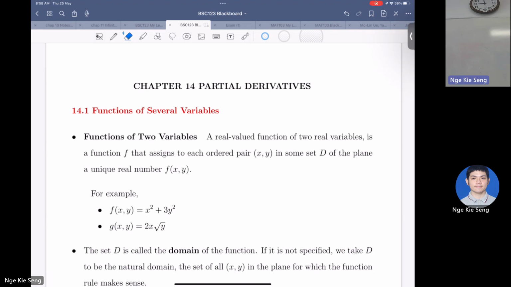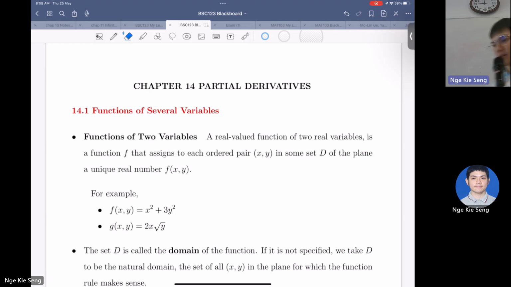Chapter 10. What's chapter 10? Polar coordinates. Okay, and then we parameterize curves using time. Right. And then what else? Vector functions. Okay, three variables using just one variable.